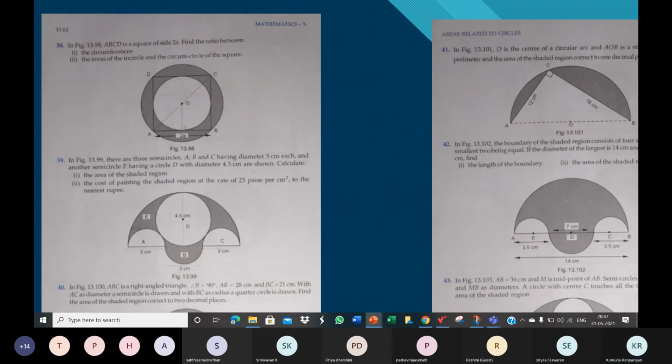Don't find 2 pi r separately. Find the ratio. The ratio is 2 pi small r by 2 pi capital R. 2 pi in the numerator and denominator gets cancelled. So small r divided by capital R. Small r is a, capital R is root 2 a. A gets cancelled. 1 by root 2.